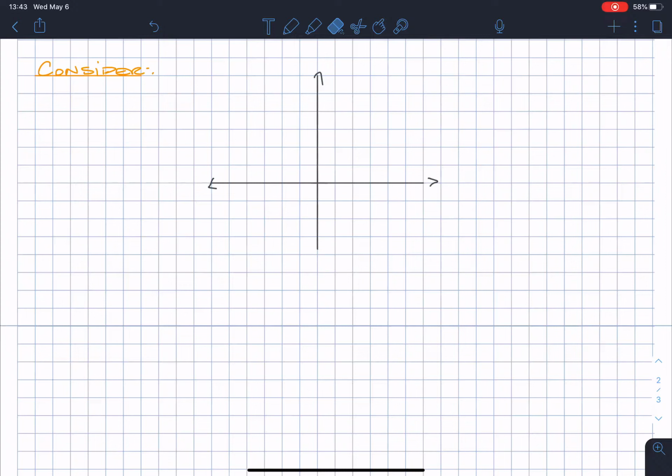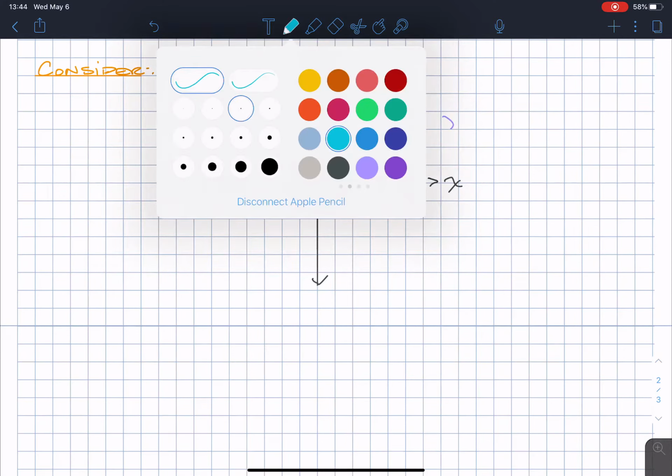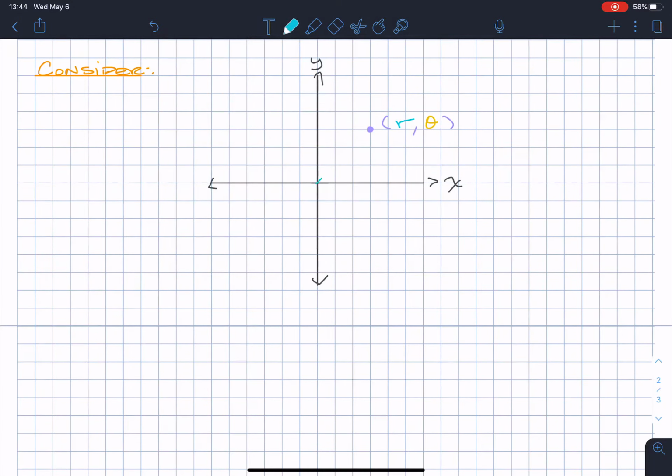Maybe I'll make the y-axis a bit longer. Okay, so x and y coordinate axes. And let's say I have a point in the plane. So this point is going to be given by two variables, of course, r and theta, right? So the radius r is the distance, right? This is r, whereas the angle theta is that which is made with the positive x-axis.